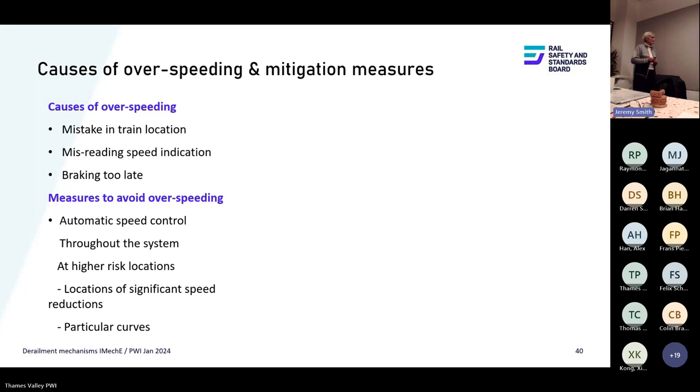So what can we do? Automatic speed control. Yeah, OK. But the cost of that is huge. Everywhere? Probably not. At some locations, that's a little bit more realistic. And what are they? Well, we have TPWS overspeed at locations of significant speed reduction already, but it's not perfect.